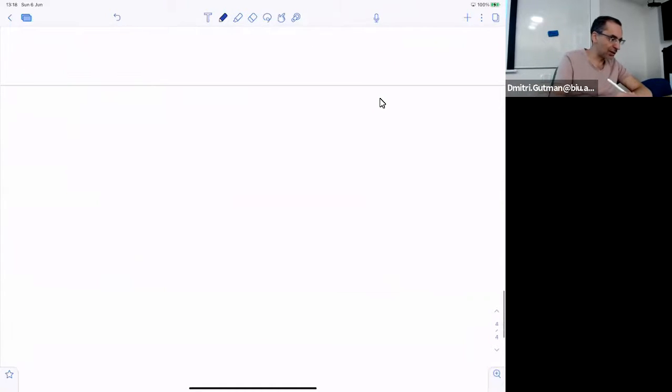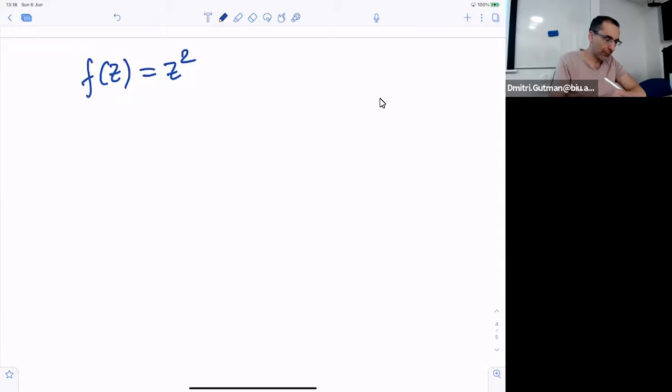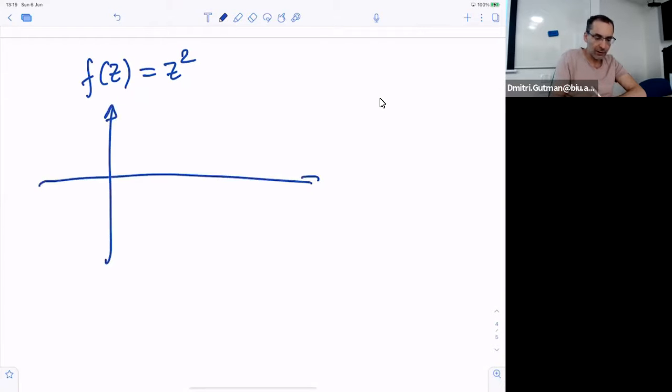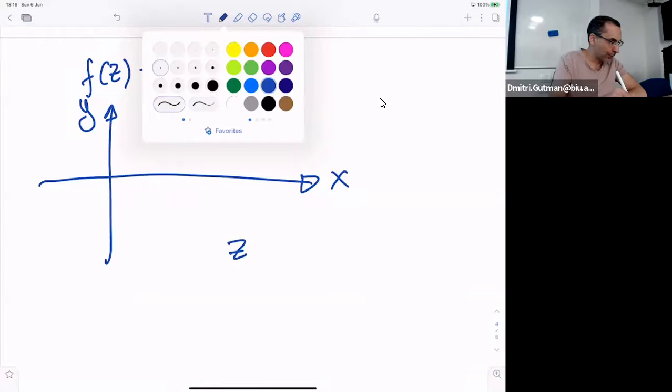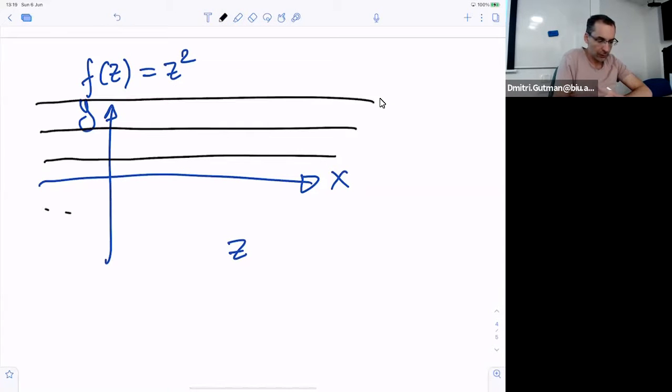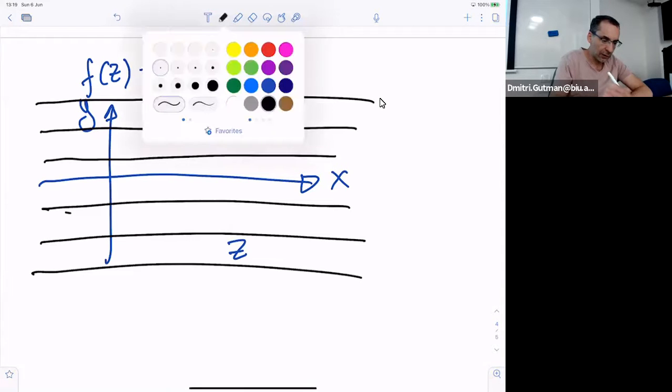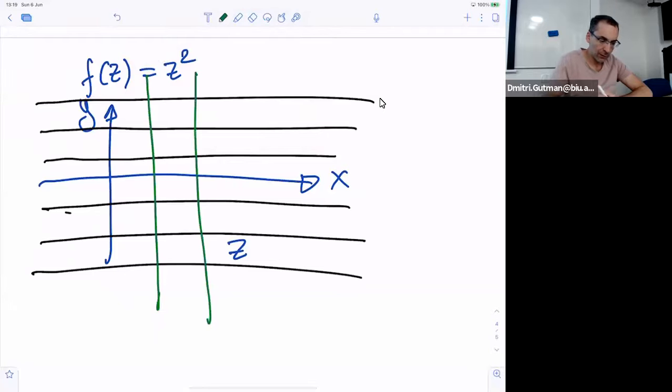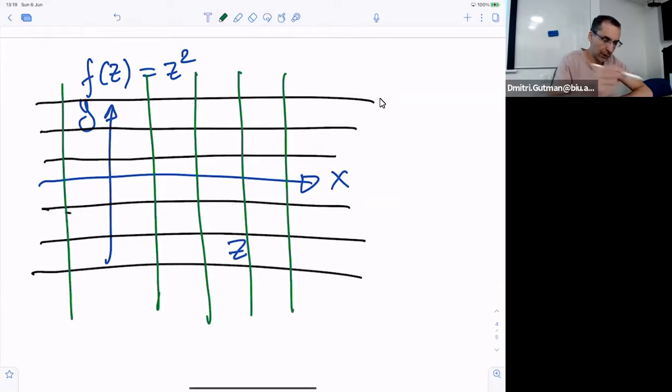Okay, slightly more interesting example. Consider a map f of z equal to z squared, and I claim that this transformation is conformal. So how do we see it? Look on the z plane. This will be the x-axis, and this will be the y-axis. Let us draw a grid on these axes. These would be black lines, and there will be green lines. Black lines are parallel to the x-axis, green lines are parallel to the y-axis.